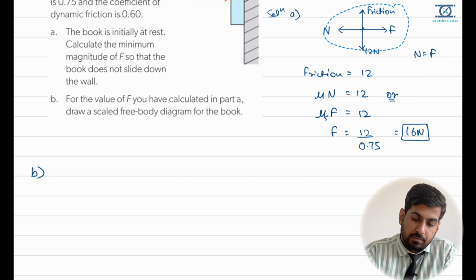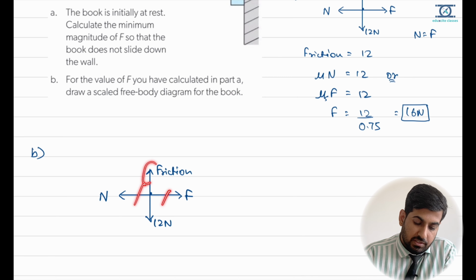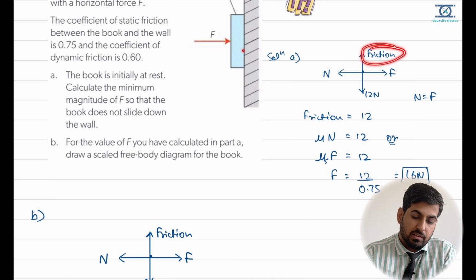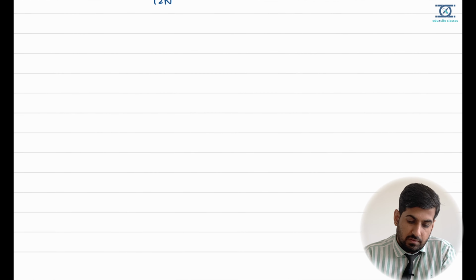Yeah. So make sure these arrows are balanced so that it is in a state of rest. So friction will be balanced by the weight of the book, and the force applied will be equal to the normal reaction force. Quite easy. Just remember that friction will act in the upward direction here.